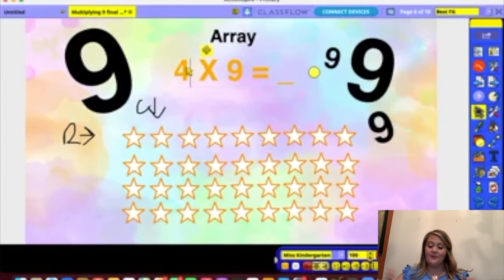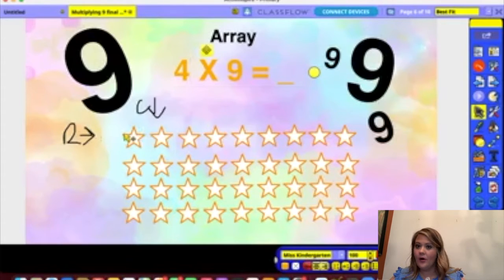So next we have an array and we have the problem 4 times 9. So I have my rows that go side to side and I have my columns that go up and down. So I literally have 4 groups of 9. So I have 4 rows with 9 in each row. So you can count the stars, you can count by 4s, you can count by 9s. It's whatever you prefer. I'm going to go ahead and count the individual stars.